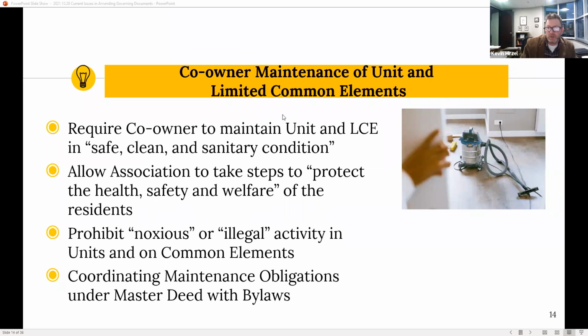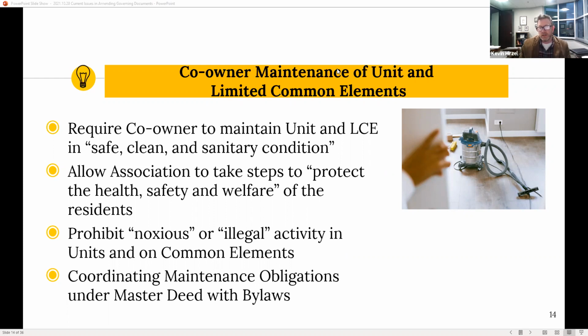All right, one of the areas of the amendment process that really should be looked at deals with provisions in both the bylaws and in the master deed, and that deals with maintenance of the units and the limited common elements from the perspective of the board of directors. Ideally, you want to have provisions in your bylaws that require co-owners to maintain the things that they're responsible for in a safe, clean, and sanitary condition, and that allow the association to take steps to protect the health, safety, and welfare of the residents. That gives the board of directors the ability to really maintain the association and the condominium itself.